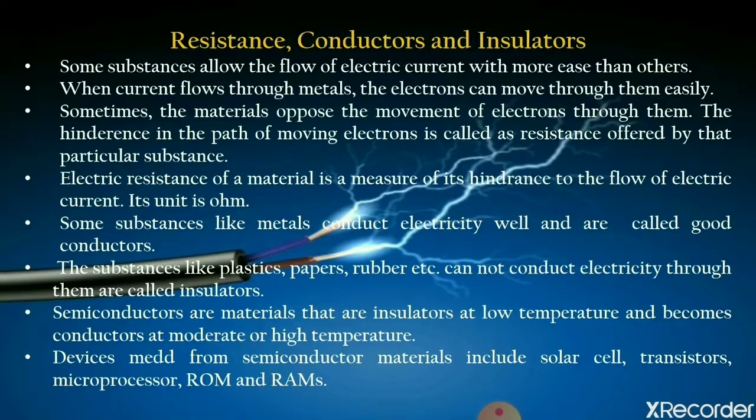Suppose electrons are moving through plastic. Plastic has some property which creates hindrance or obstacle in the movement of electrons, means it will not allow the electrons to move through it. So this hindrance caused by that particular substance, which does not allow electrons to move through it, is called resistance.